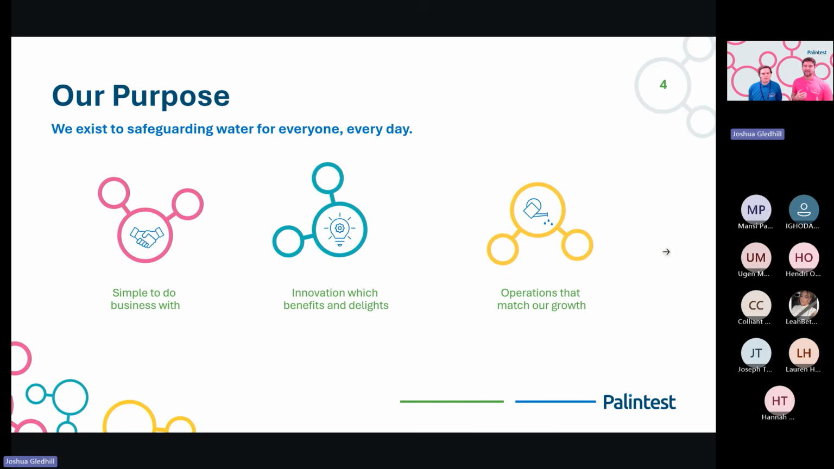We always start any interactions that we have with our awesome end users and customers with a reminder of our purpose here at Palintest, because it really is core to everything that we do. And that is that we exist to safeguard water for everyone every single day. We want to make sure that we are the simplest to do business with, that we innovate, which both benefits and delights our end users and customers, and that we have the operations to match our growth and our scale.